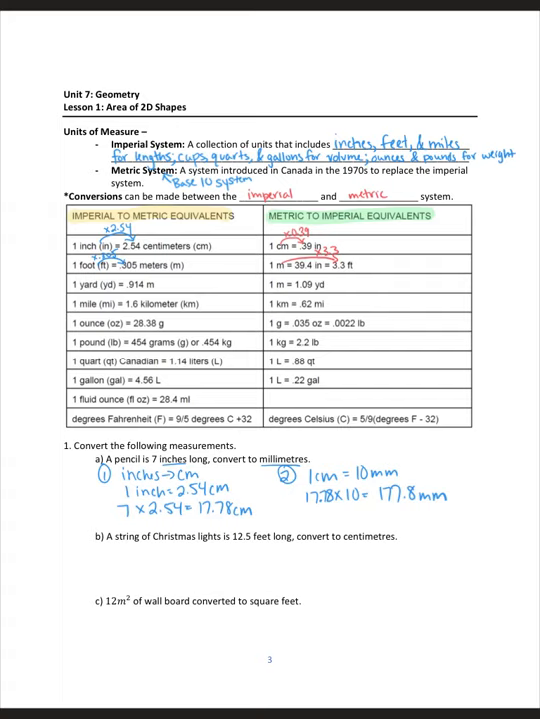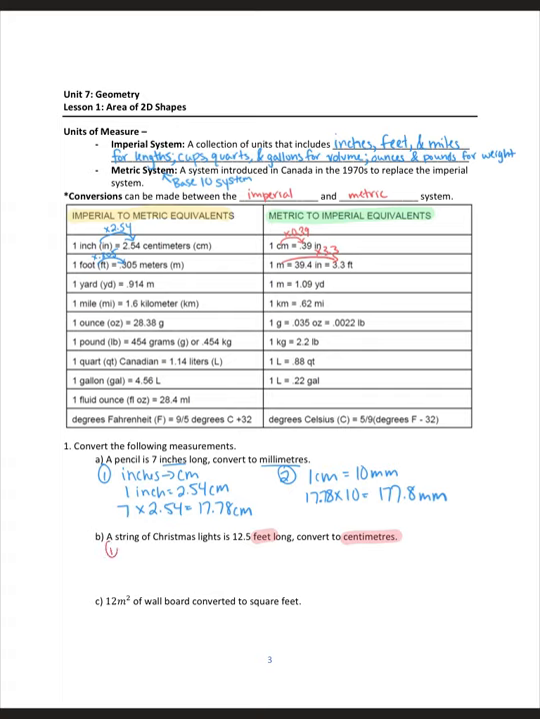So we have a string of Christmas lights, 12.5 feet long, and we are converting this to centimeters. Okay, we are going from feet to centimeters. So if I'm looking for feet, I'm going to look on my imperial side still. All right, we don't have feet to centimeters, but we do have feet to meters. So maybe we can start with feet to meters and then go to centimeters from there, just like we did in the other one. So a little bit of a two-step process here.